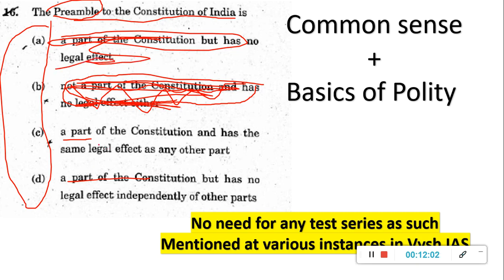Now you go to this, "a part of the Constitution and has the same legal effect as any other part". If it has the same legal effect as any other part, it means it has the same legal effect as even fundamental rights. But that is not true, because for fundamental rights you can go to the court and fight for it, but for the preamble you cannot do that. So this is also wrong. It does not have the same legal effect as any other part. Now, "it is a part of the Constitution but has no legal effect independently of other parts". Meaning it doesn't have any special legal power independently of other parts.